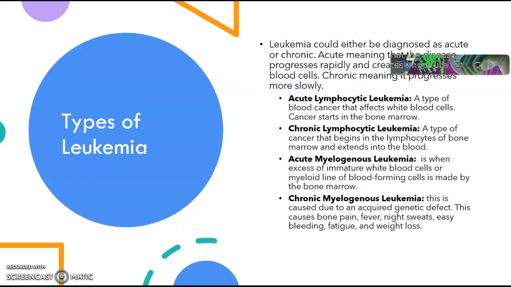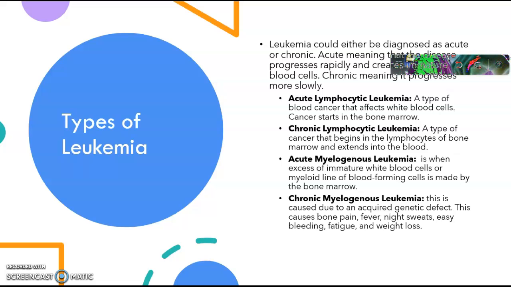I have acute lymphocytic leukemia. Obviously, it's a type of blood cancer that affects white blood cells, and the cancer starts in the bone marrow. So basically, right where the spongy bone is, wherever the disease is located. Next, we got chronic lymphocytic leukemia. It's where it begins in the lymphocytes of bone marrow and extends to the blood.